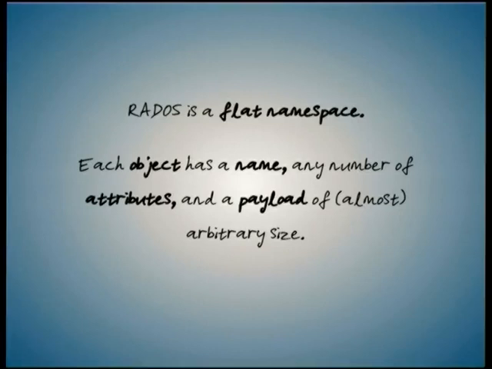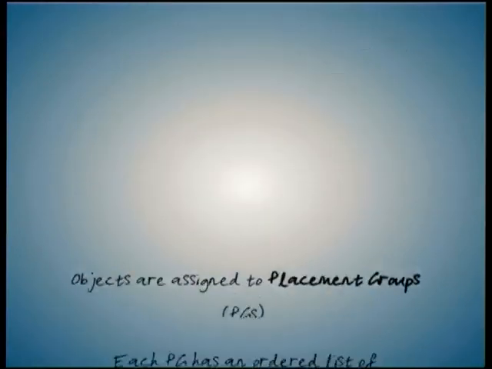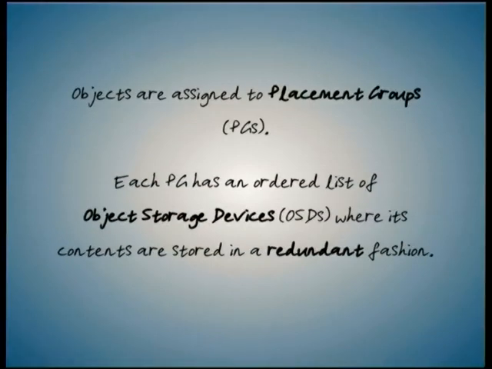And we can also stick onto a RADOS object any number of key value pair attributes. So we can assign an object attributes at will. We can obviously retrieve them as well, and those are relatively independent of the actual payload. Now, objects in RADOS are assigned to something that we conceptually refer to as placement groups, or PGs.